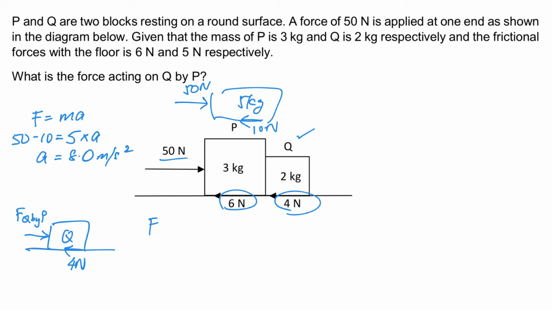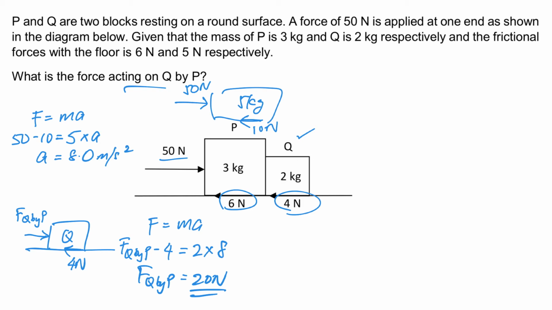So I'm going to apply F equals to ma. The resultant force acting on Q will be the force on Q by P minus away the frictional force, equals the mass of Q, 2 kg, times the acceleration, which is 8. And so you can find that the force on Q by P will be equal to 20 Newton. So that will be the answer straight away.